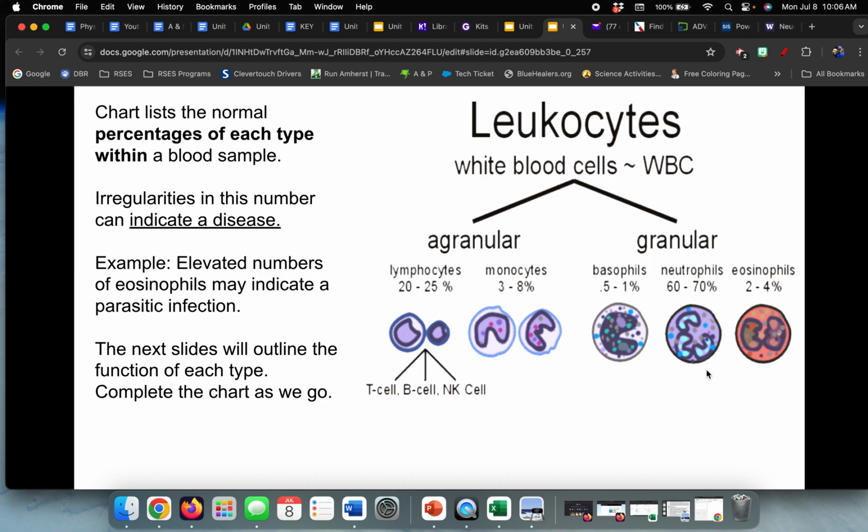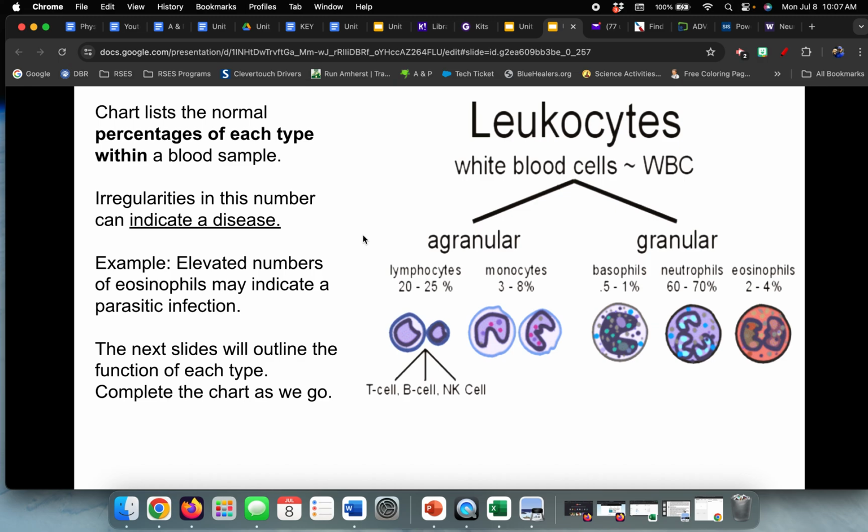So this chart will tell you the percentage of each type. Within the amount of white blood cells in a blood sample, this breaks down what percentage of each there are. Most of them, you can see, are neutrophils, which are granular, and lymphocytes, which aren't. We'll talk about what they do in a second.